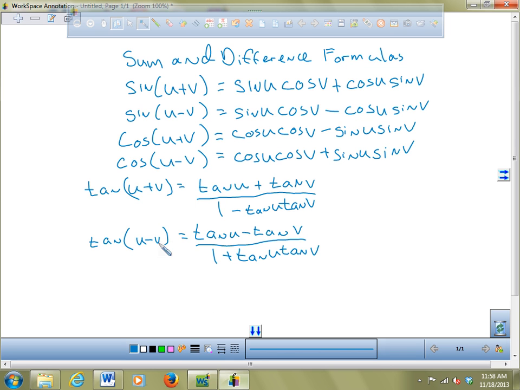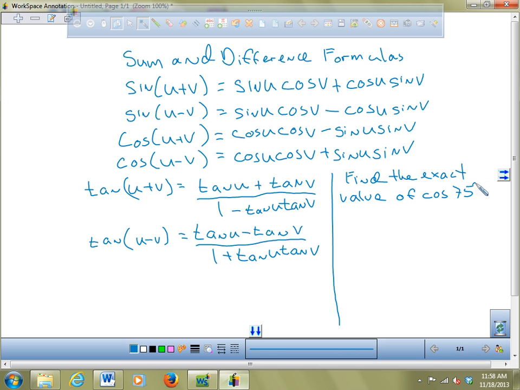Okay, so what the heck, who cares? What do you want to do this for? Well, say they say find the exact value. I'm going to try to do it right here. Find the exact value, that means using the unit circle, of cosine of 75.